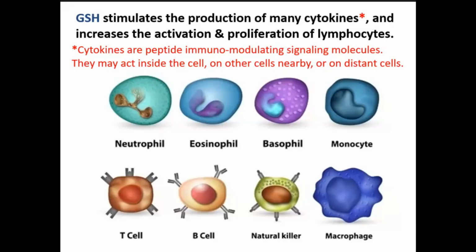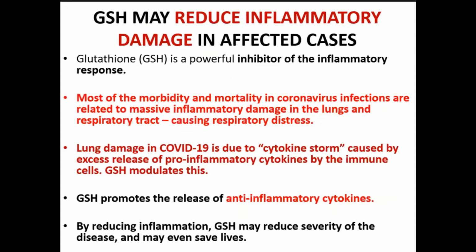Now, what are cytokines? Cytokines are peptide immunomodulating signaling molecules, and they may act inside the cell, on other cells nearby, or on distant cells. And because glutathione does this, we now know that glutathione may reduce the inflammatory damage in affected cases. Glutathione is a very powerful inhibitor of the inflammatory response. Okay, I started out by saying glutathione empowers the immune cells to work properly and then protects the immune cells. Then on the viruses, it prevents multiplication and reduces the virulence.